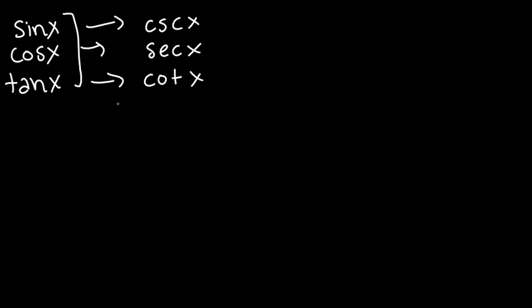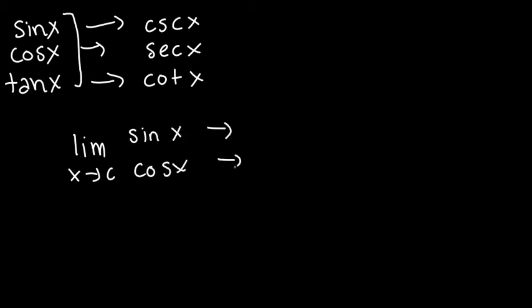Because sine and cosine are always continuous, we can just say that the limit as x approaches c of either sine x or cosine x is just equal to sine of c or cosine of c.